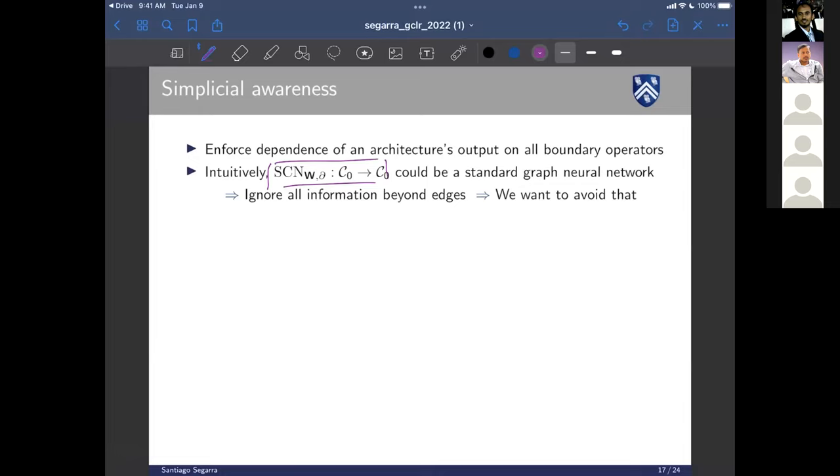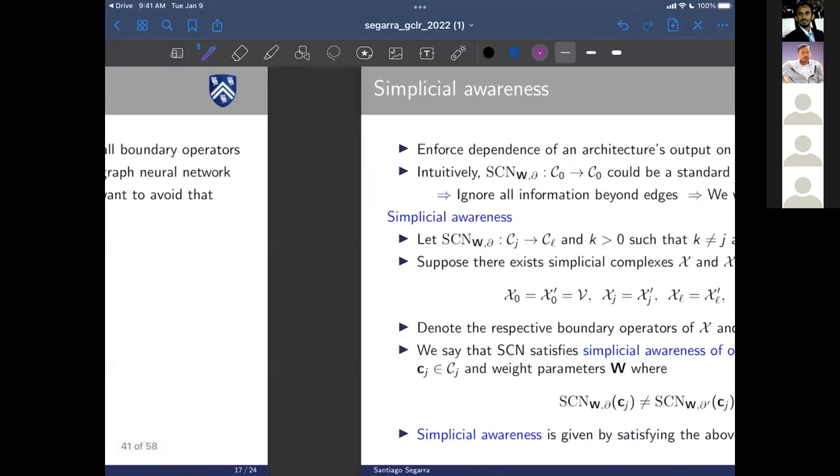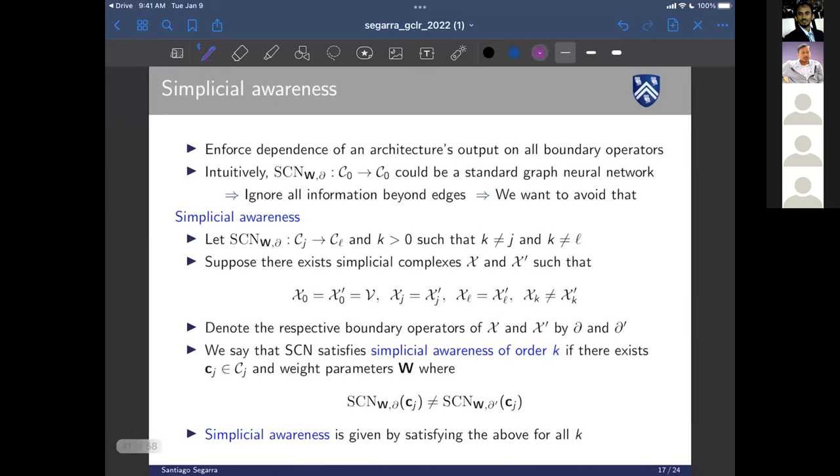Okay. If it's completely uninformative, it is okay to ignore it. We don't want to force it to use that information. But at least it must have the ability to use that higher order information, which is something that an architecture that operates only on the graph skeleton of a simplicial complex would not have. So the way to encode this, again, is a little bit more tricky. But the picture to have in mind is this, right?